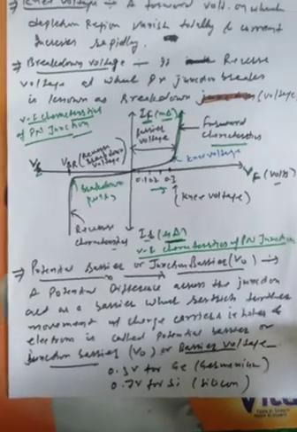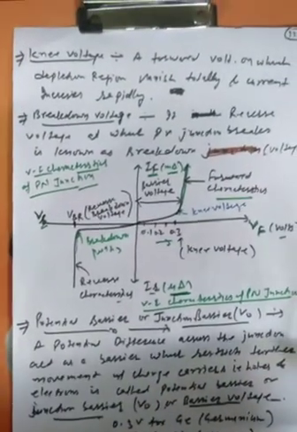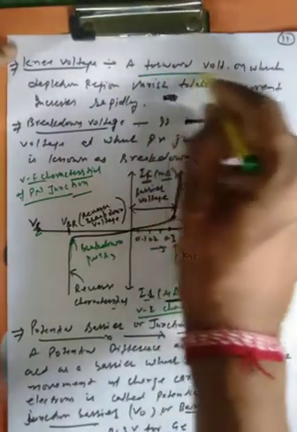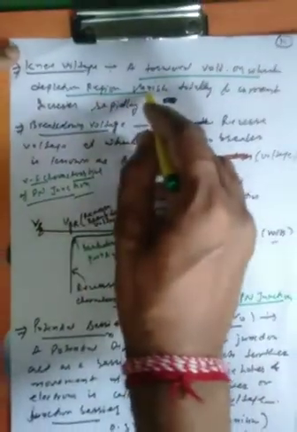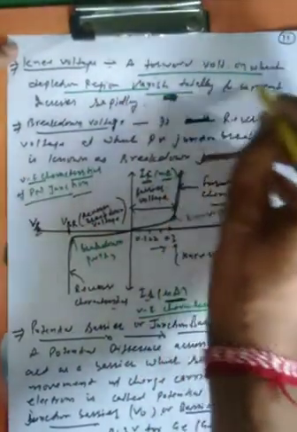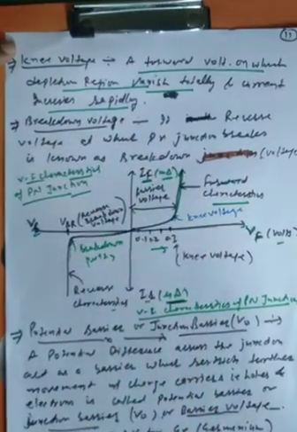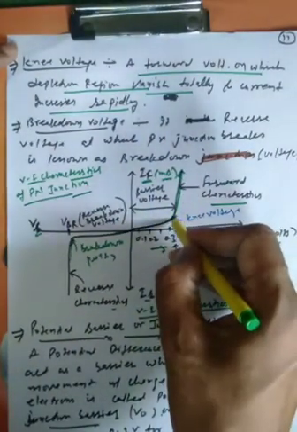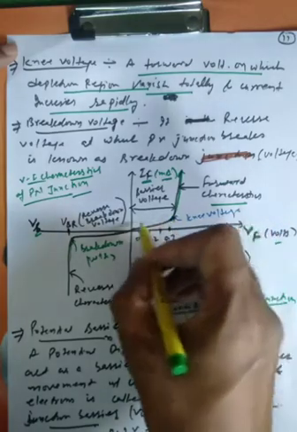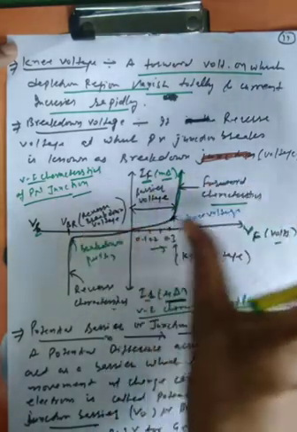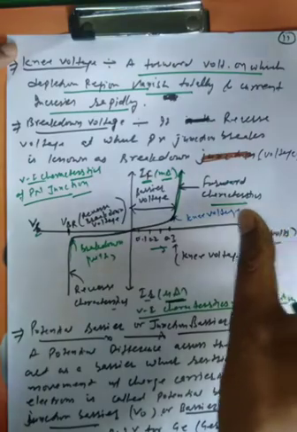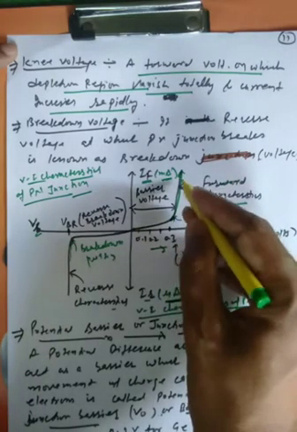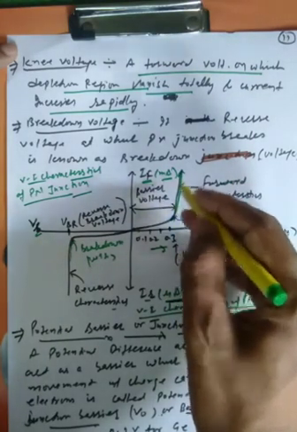And what is the knee voltage? There are some definitions. Knee voltage is a forward voltage at which the depletion region starts vanishing totally and current starts increasing rapidly. You can see here, when we approach the knee voltage, the depletion layer vanishes totally, breaks, and the current starts increasing very rapidly.